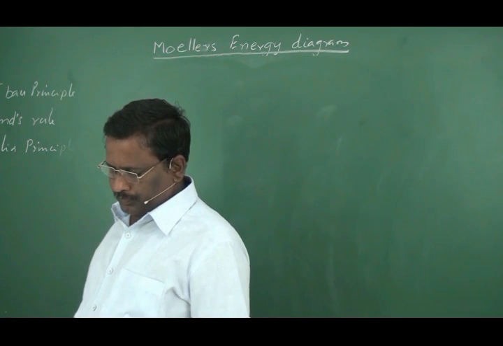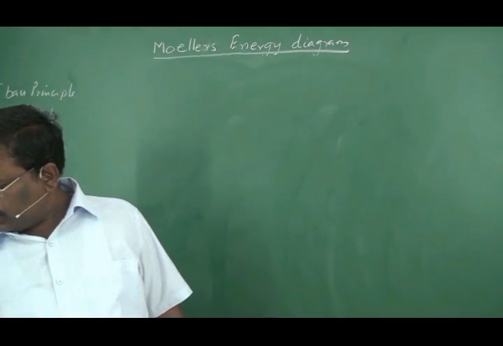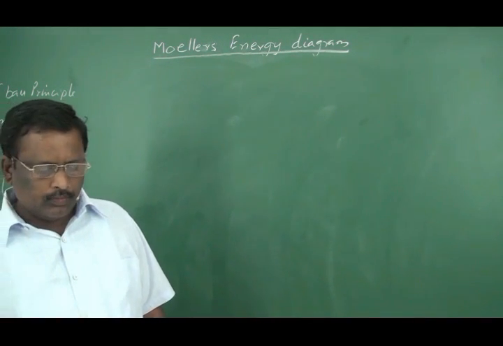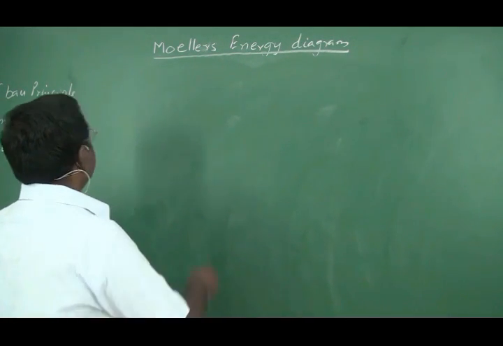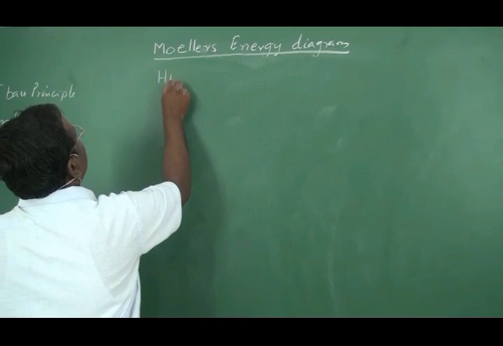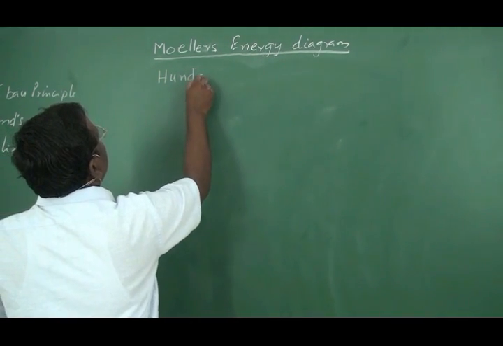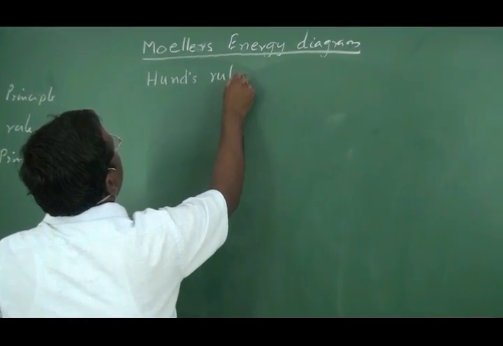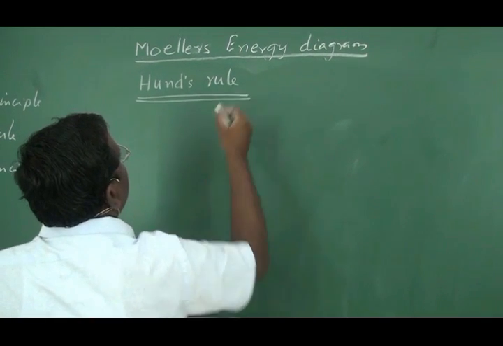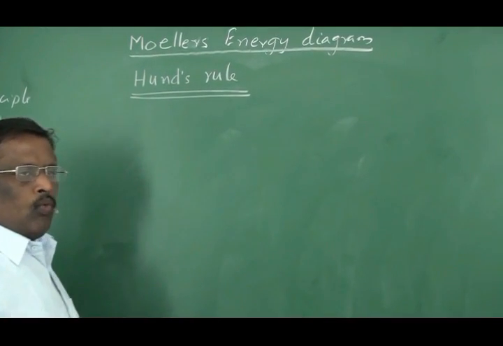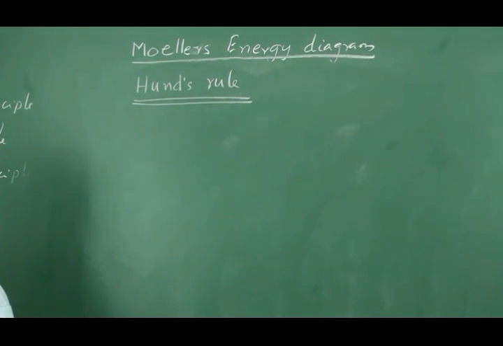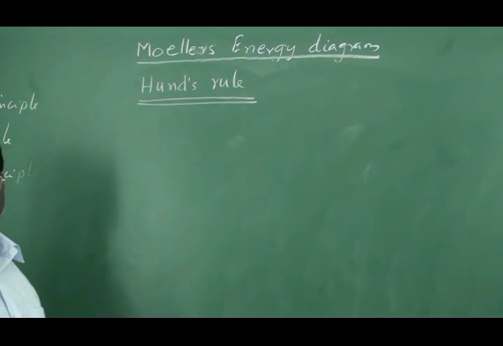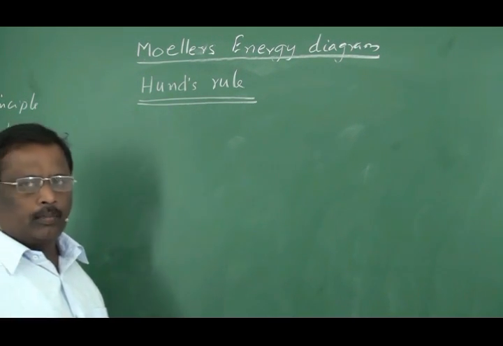Next, the second rule that is followed by electrons while filling is Hund's rule. Hund's rule applies when electrons are entering into degenerated orbitals, meaning orbitals with the same energy are said to be degenerated orbitals.